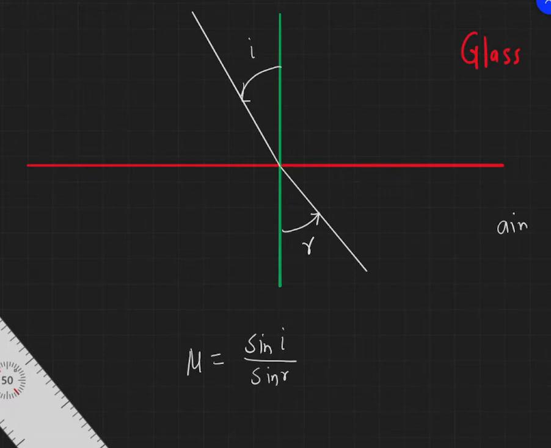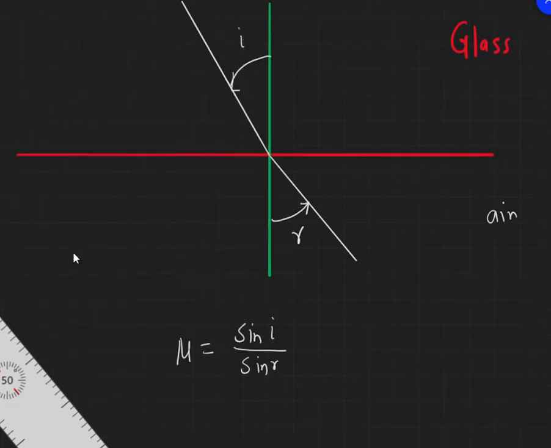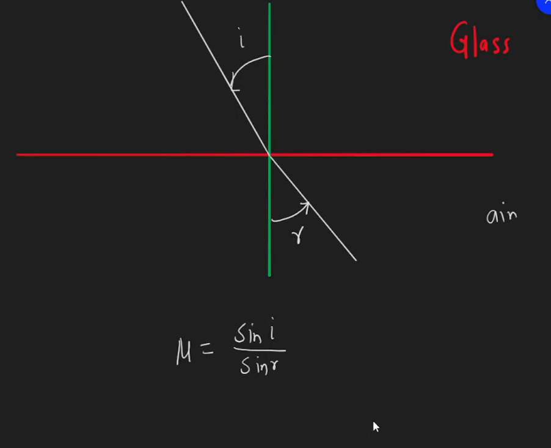Now here, the i value is less than r. You can see here, this value is less and this r is more, and therefore sine i will be less than sine r. Obviously mu will be less than 1. Of course, it is not negative. Refractive index will always be positive. It will not be negative.